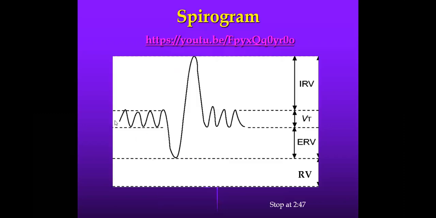Here it is again. Normal in, normal out. Normal in, and then what they did here is showing you that all the air that I can push out after a normal in is my what? ERV is after your normal out, right? I want to know what all the air you can push out after a normal in is. Not RV, that's what's left.